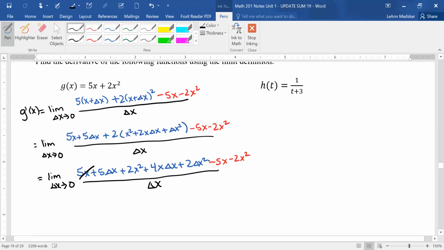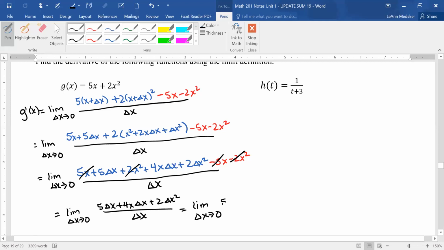Okay, so on top, a 5x cancels with a negative 5x, and a 2x squared cancels with a negative 2x squared. So we're left with the limit as delta x approaches 0 of 5 delta x plus 4x delta x plus 2 delta x squared all over delta x. And I need to now cancel out my delta x's. Since everything on top has one, we can cancel. And then we can evaluate that at 0. So this would be 5 plus 4x plus 2 times 0. So just 5 plus 4x.